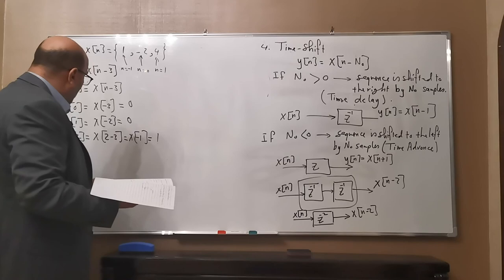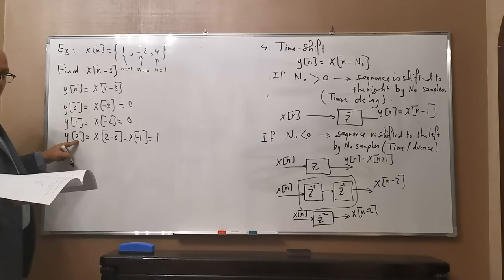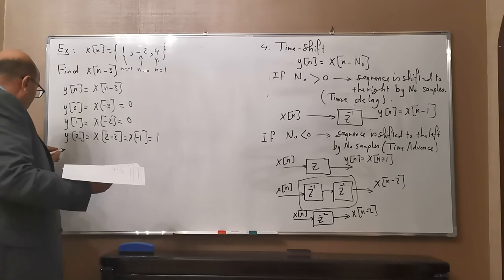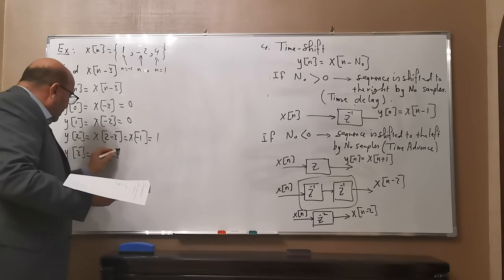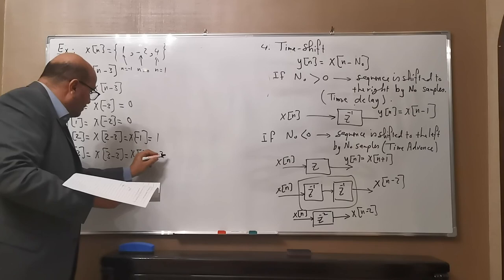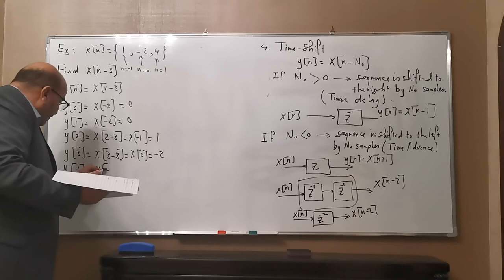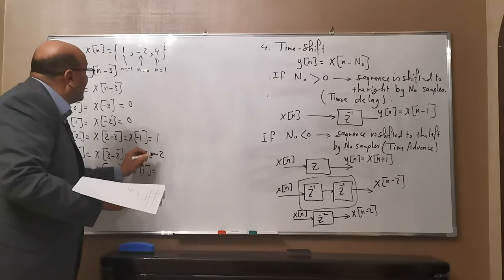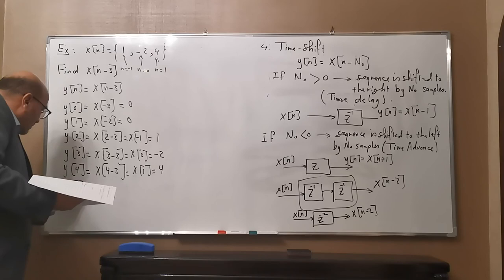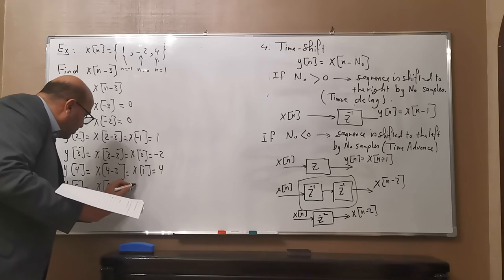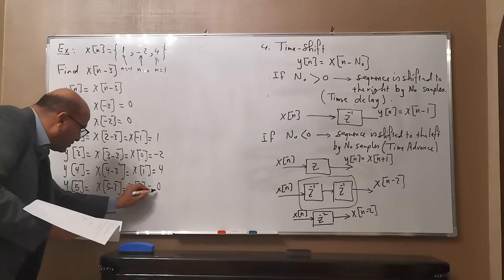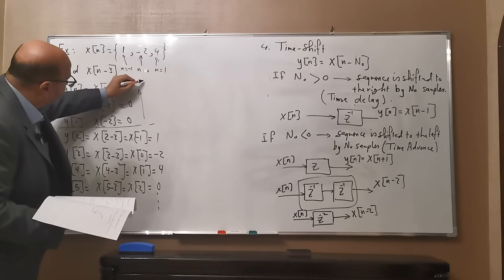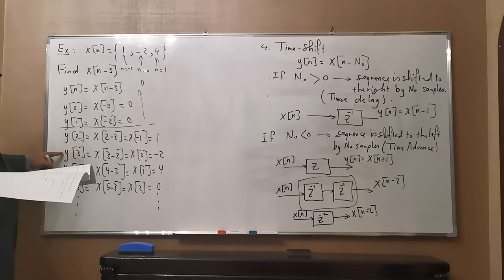So the first non-zero value that we have is at y equals 2. So we have a delay. Y of 3 is equal to x of 3 minus 3, which is x of 0, and this equals minus 2. And y of 4 equals x of 4 minus 3, which is x of 1, and this equals 4. Y of 5 and above will be x of 5 minus 3, which is x of 2, and this equals 0. And all other values are all zeros. Previous to here, all the values are all zeros. So my output will be y of 2, y of 3, and y of 4 are non-zero values.